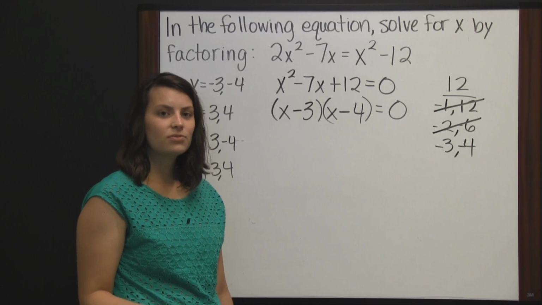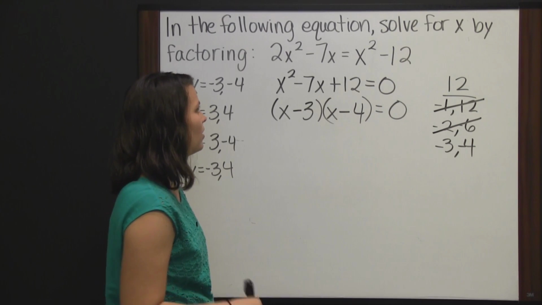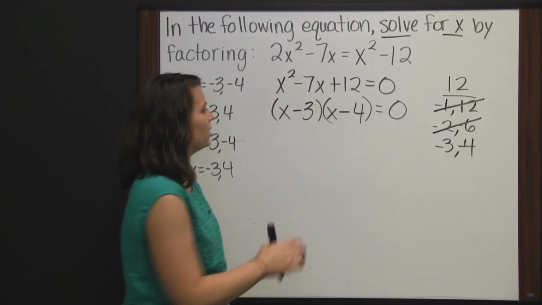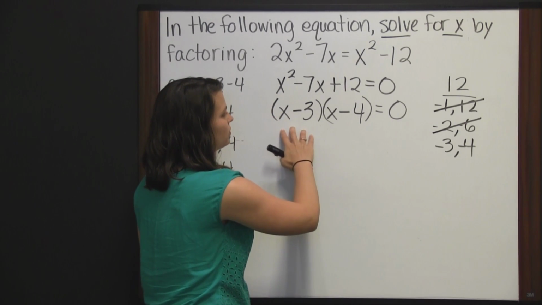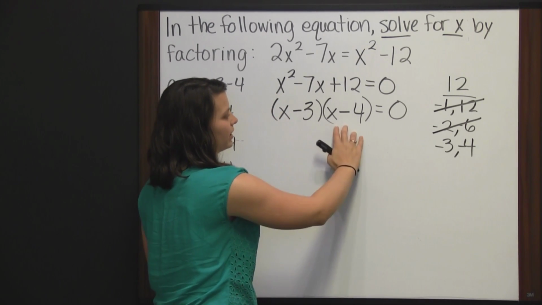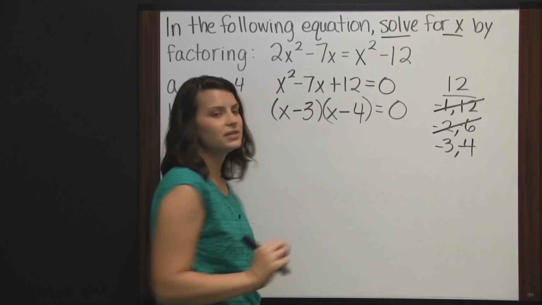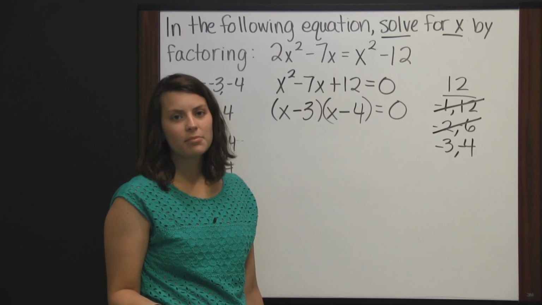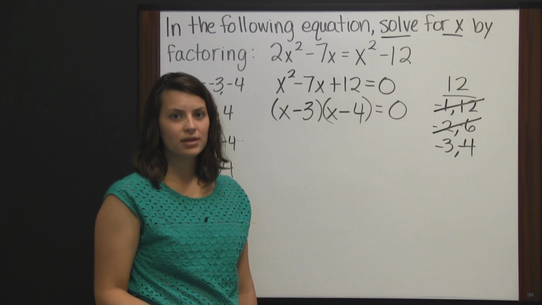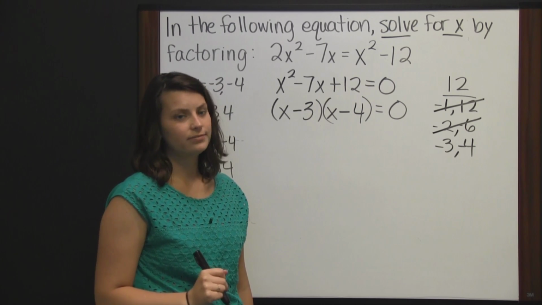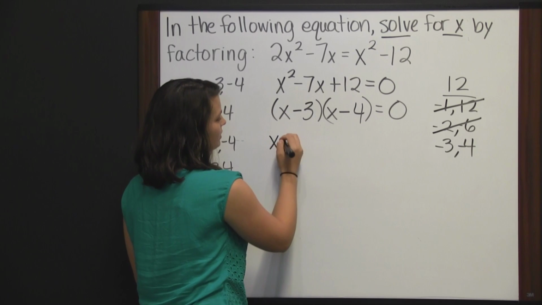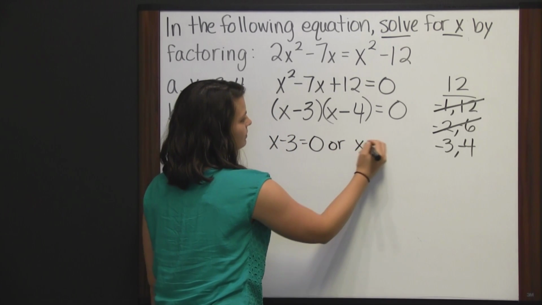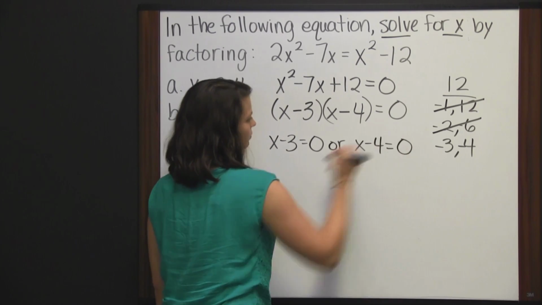So now we've checked and we know that we factored correctly. But we still haven't solved for x. Here we have two expressions that we're multiplying together, and that gives us 0. The only way you can multiply two numbers together and get 0 is if one of them is 0. So that means that either x minus 3 must be 0 or x minus 4 must be 0.